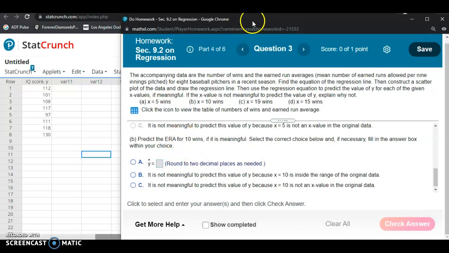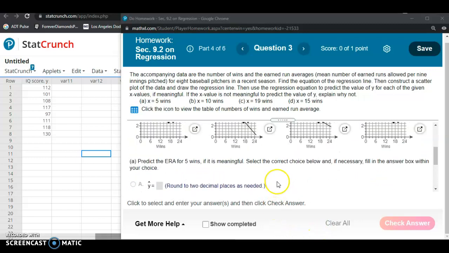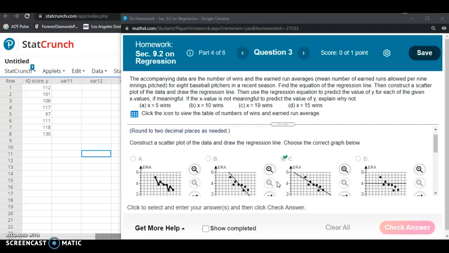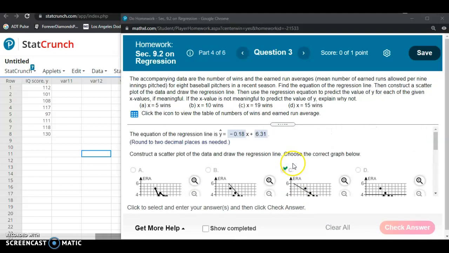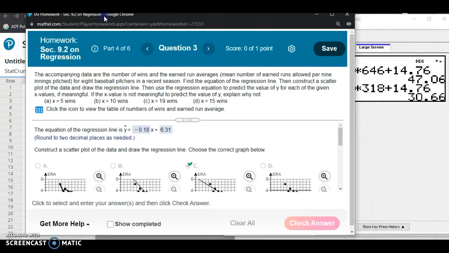Okay, in part B, we want to predict the earned run average for 10 wins, if it is meaningful. Remember, the smallest x value is 9 wins, largest is 20 wins. So 10 is definitely between 9 and 20, so we can make a prediction based on that value. So x is 10, and that's what we're going to put into our calculator.